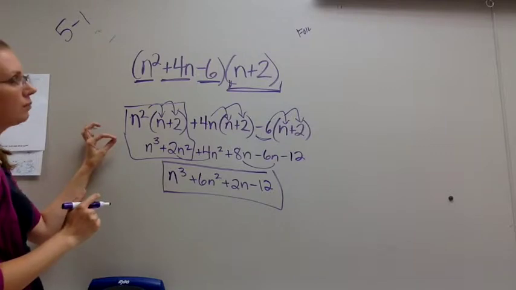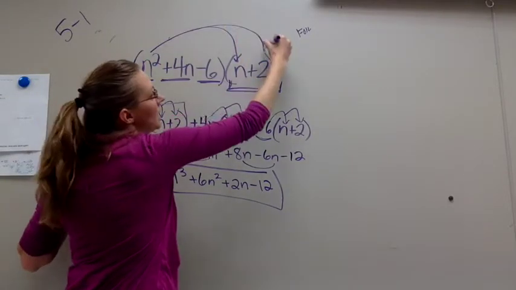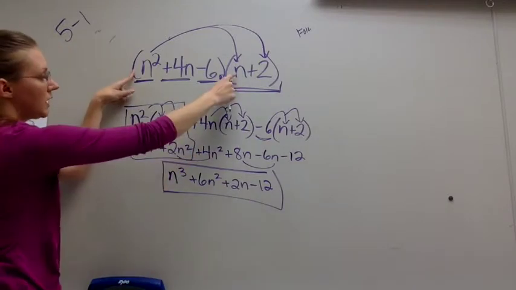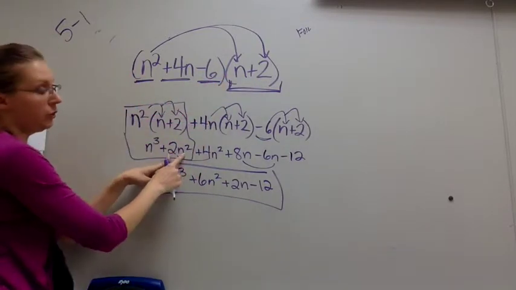Now, if you look at this chunk right here, and what it ends up equaling is kind of like FOIL, okay? We're going to send this to this piece, and we send the same to this. So n squared times n to the third. N squared times 2, 2n squared.